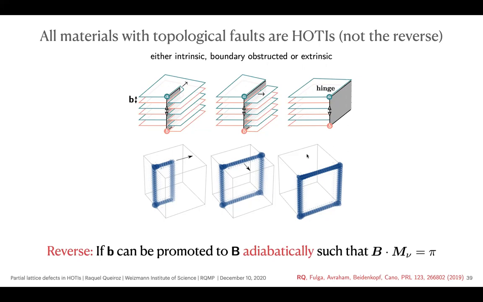But the reverse cannot be made, and it can only be made in special circumstances. The two models that I showed you fall in these special circumstances, which is if this partial translation that characterizes the defect can be adiabatically promoted to a full translation. That means that I could, for example, slowly turn off that differentiation between the green and the pink sublattices here. And if I do, like in this case, I get to a weak TI which satisfies the Ran-Vishwanath criteria.